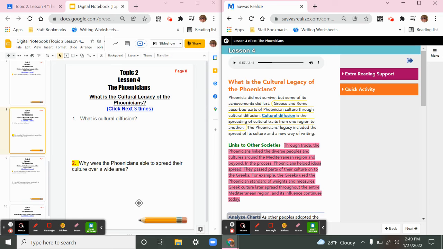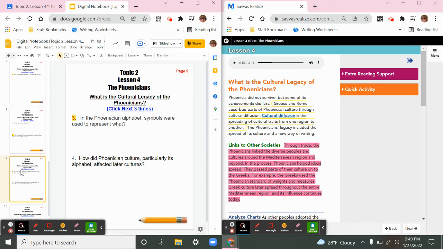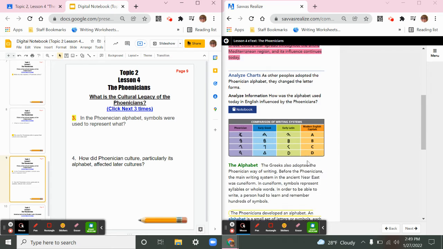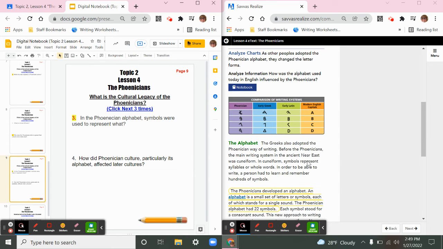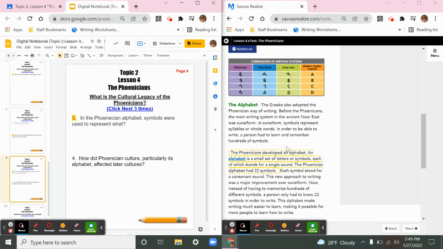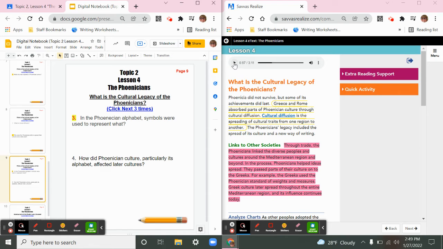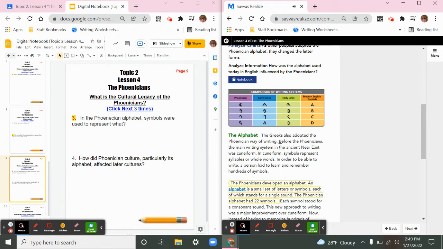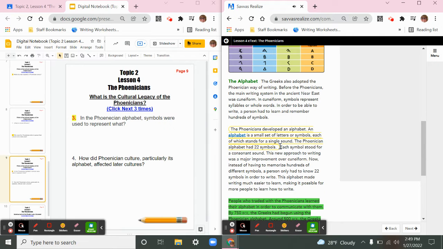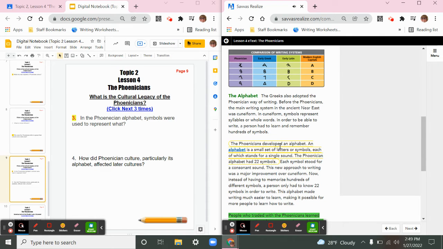Okay, so now we're moving into page number 9 of our digital notebook. You'll see that that is this area where we're starting at, right where it says the alphabet, right underneath this illustration right here. The alphabet. The Greeks also adopted the Phoenician way of writing.